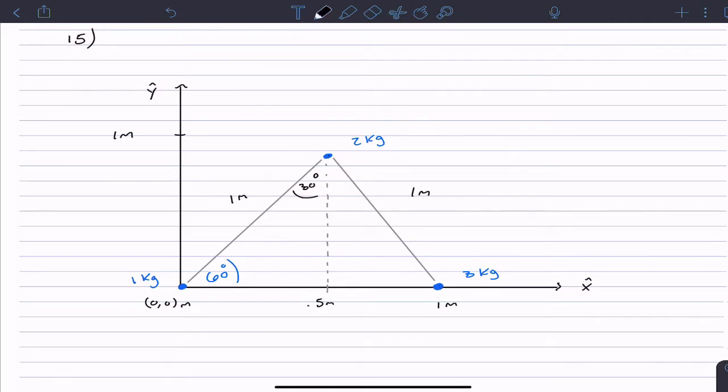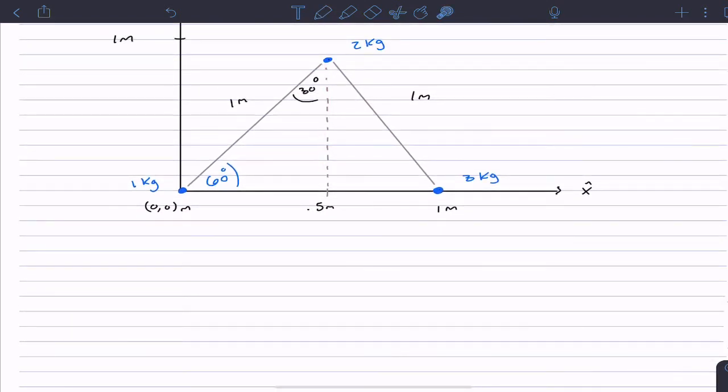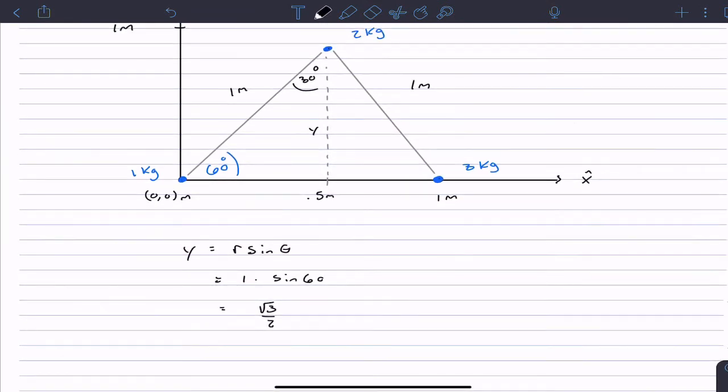So now, to find this height, all we have to do is, we'll just call this y, y equals r sine theta, right? Where theta is 60 degrees. So that's just 1 times sine 60, which is going to be square root of 3 over 2. That's the value of this. This height here is square root of 3 over 2.